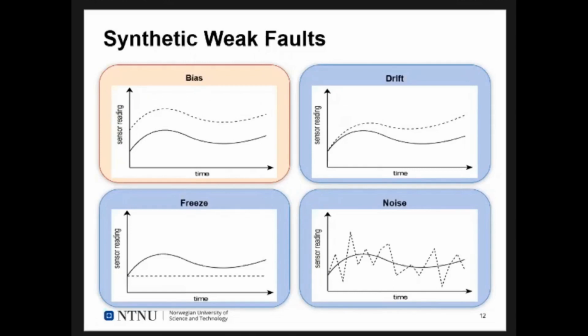So what we were considering weak faults, if I remember correctly, is when the level of the fault is at most 20% of the actual measure. So we are focusing on detecting faults that are in the range of 5 to 20% of the real measure.